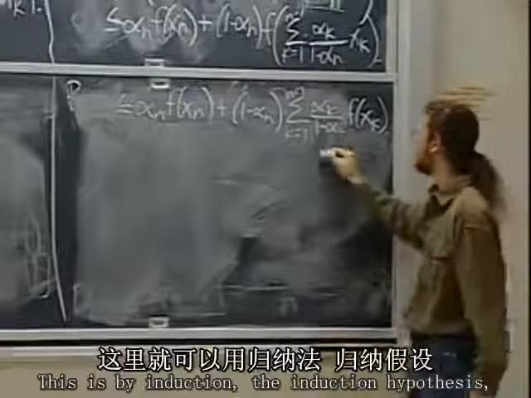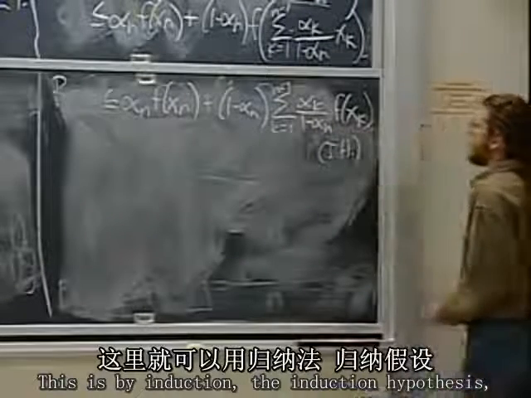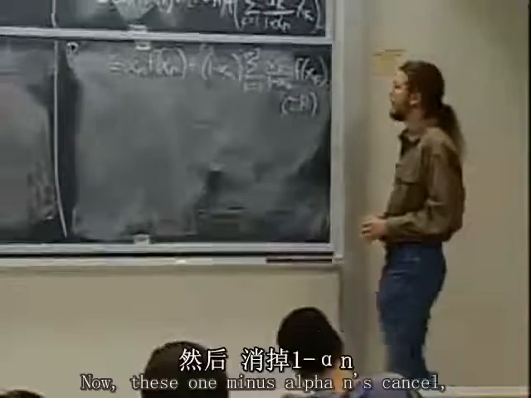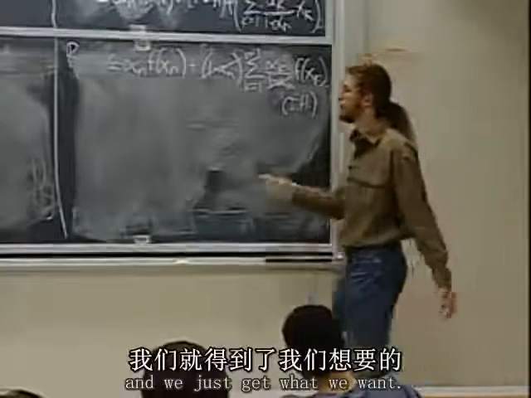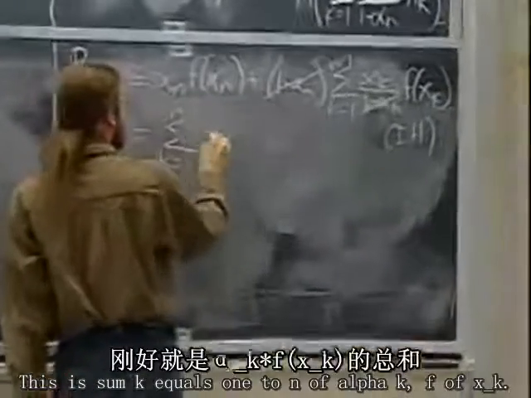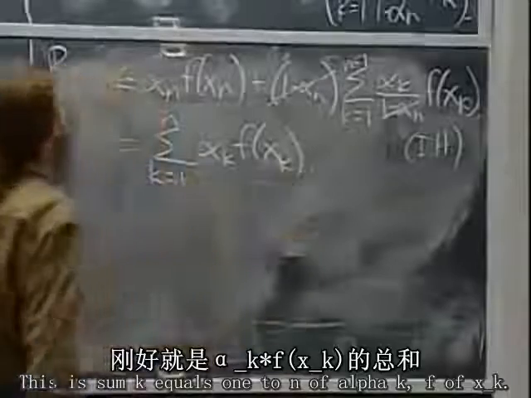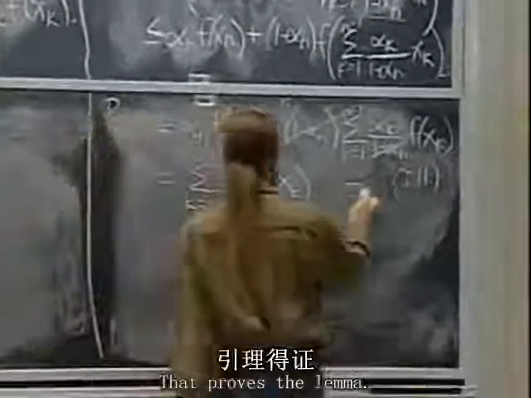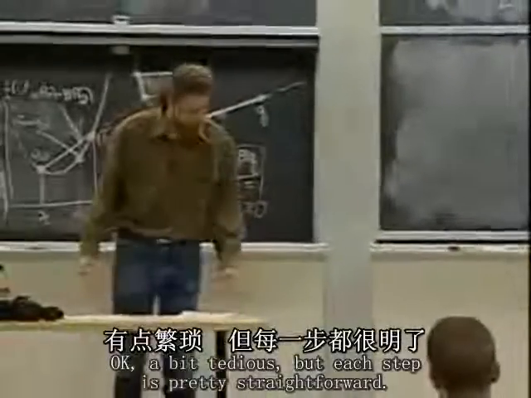This is by the induction hypothesis. Because these alpha k's over 1 minus alpha n sum to 1, now these 1 minus alpha n's cancel, and we just get what we want. This is the sum k equals 1 to n of alpha k f of xk. So we get that f of the sum is at most the sum of the f's. That proves the lemma. Okay, a bit tedious, but each step is pretty straightforward. Hope you agree.